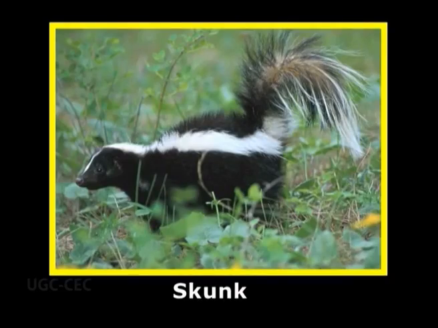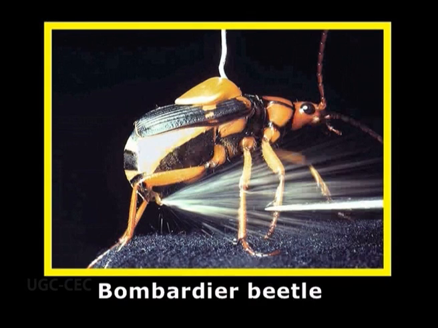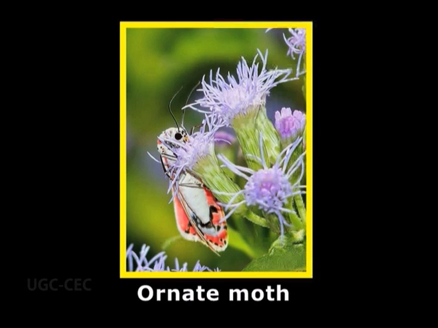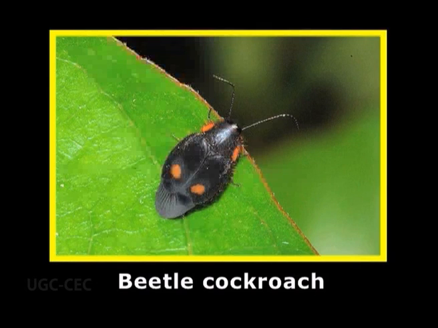Chemical defense. There are two main ways animals can use chemicals to defend themselves. Animals can synthesize toxins using their own metabolic processes, or they can accumulate toxins from the food they eat. This gives them protection against predation. It is most common in insects, but the skunk is a particularly dramatic mammalian example. Other examples include the bombardier beetle, which can shoot a predator with a stream of boiling poison, the ornate moth, which excretes a frothy alkaloid mixture, and the Pacific beetle cockroach, which sprays a quinone mixture from modified spiracles.